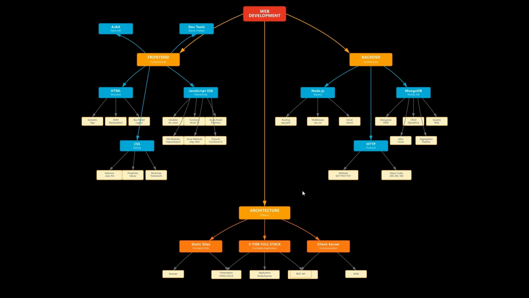On the left, we have the front-end fundamentals, where everything the user sees and interacts with in their browser. And on the right, we have the fundamentals of backend and architecture, the server-side logic and the database that power our application. And at the very bottom, we have the architectural patterns, the different ways we can structure a complete web application. So now let's start exploring the branches in detail, beginning with the front-end fundamentals.